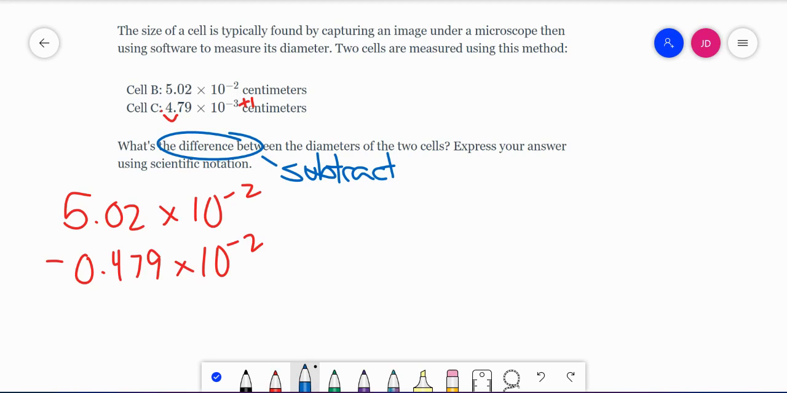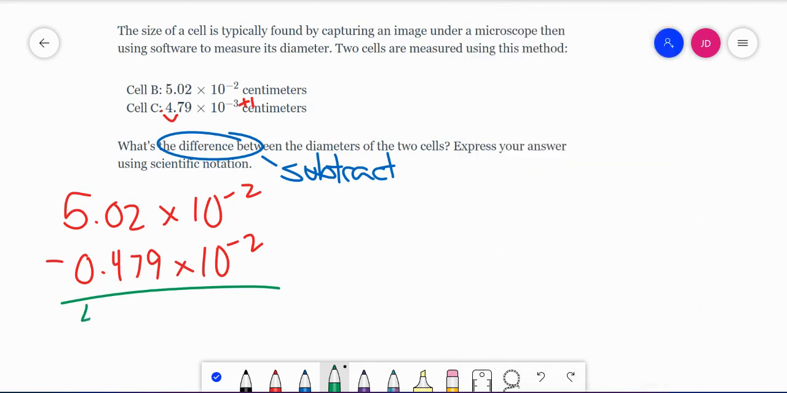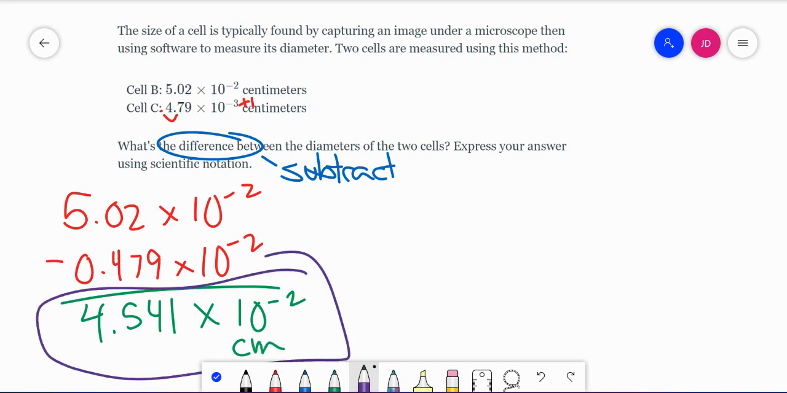All right, again, subtraction. I'm going to use the calculator. 5.02 minus 0.479, and I get 4.541. 4.541 times 10 to the negative 2. Okay, in this case, we're talking about centimeters. Now, remember, this number is in scientific notation.